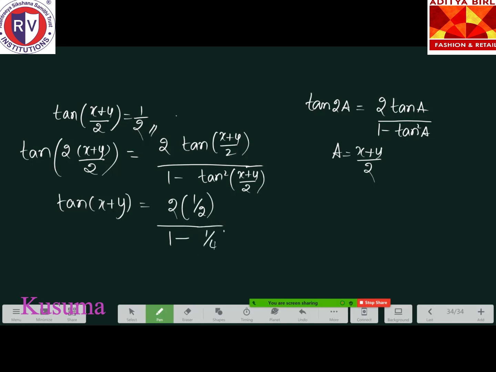Let us simplify this. In the numerator, 2 and 2 get cancelled, and what is left out is 1 divided by 1 minus 1 by 4, which is 3 by 4, which is nothing but 4 by 3. So this is the value of tan of x plus y. So which was the right option? B. Yes, option B is the right answer.